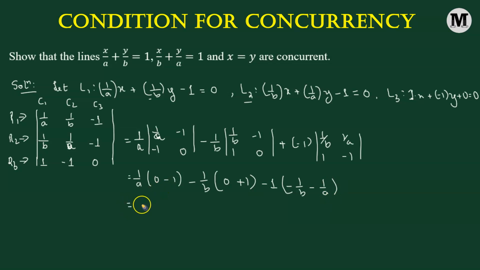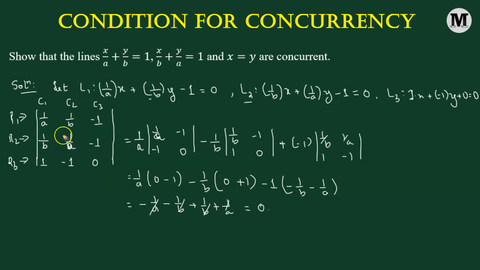Right, so let's expand it. So we have negative 1 over a minus 1 over b. So negative 1 multiplied to negative 1 over b makes it positive 1 over b. Added to negative 1 times negative 1 over a, so that's positive 1 over a. So all of these terms are going to get cancelled out, and that leaves us with 0.